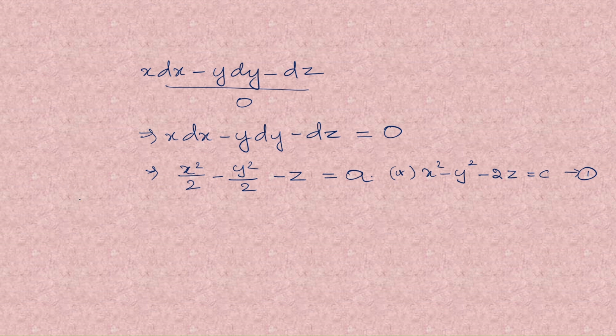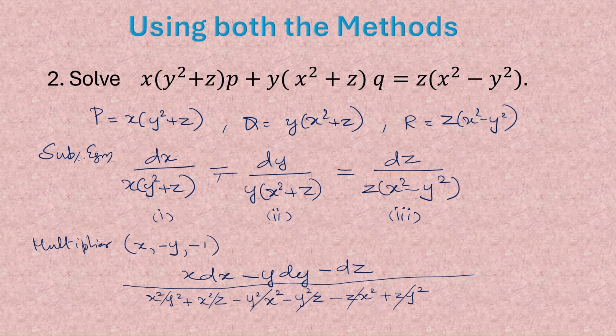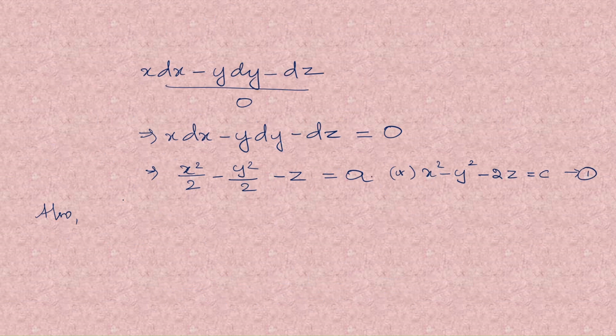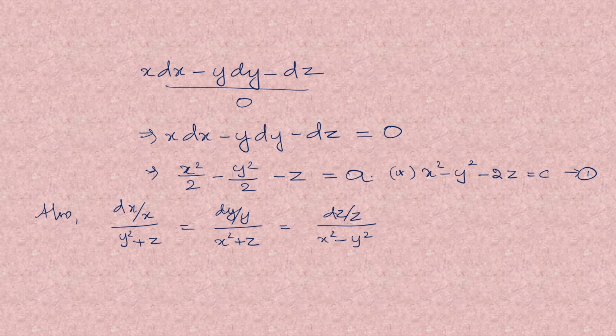Next is the second solution. For the second solution, we have to write down the subsidiary equation in another way. By taking the denominators, we are having x, y, z in the three ratios; we can take them to the numerator and rewrite the subsidiary equation like this: dx by x divided by y square plus z, is equal to dy by y divided by x square plus z, is equal to dz by z divided by x square minus y square. First we are rewriting the subsidiary equation like this.